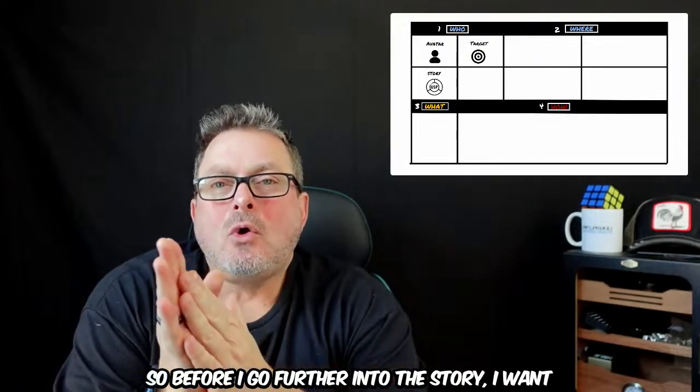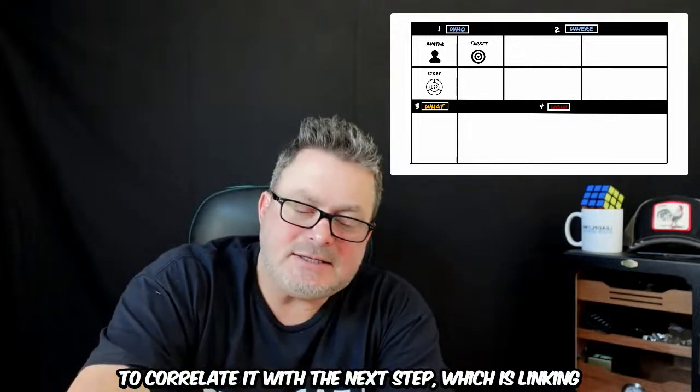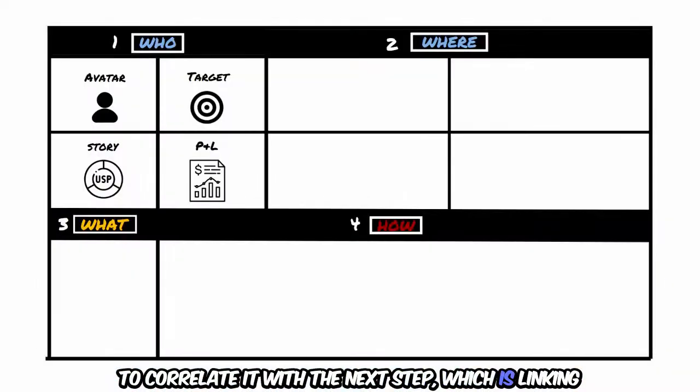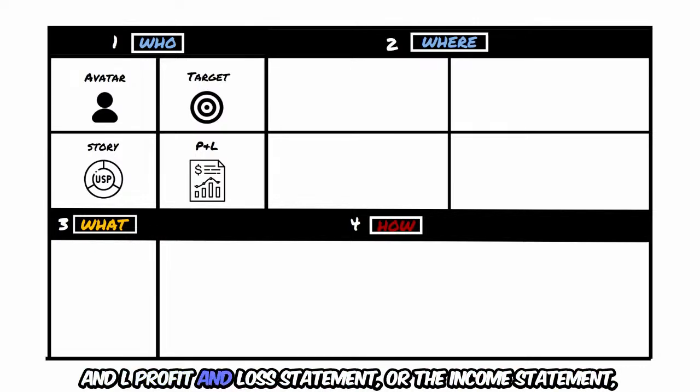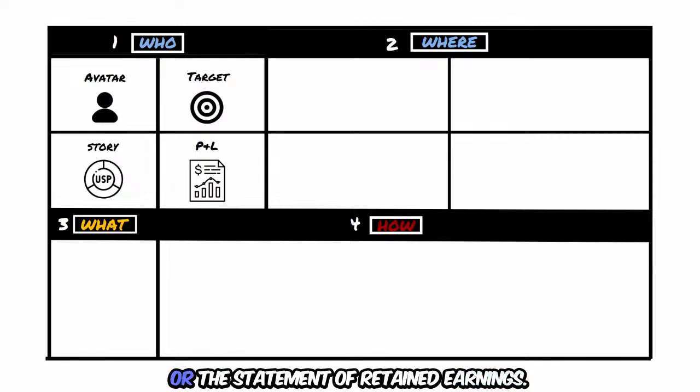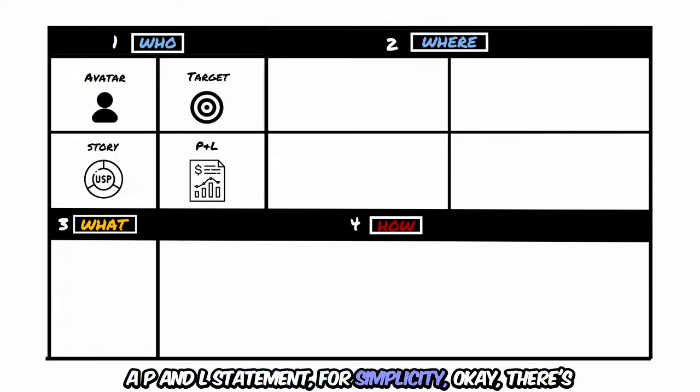So before I go further into the story, I want to correlate it with the next step, which is linking your story, the outcomes, your messaging to the company's P&L, profit and loss statement, or the income statement, or the statement of retained earnings. Most people know it as the P&L, profit and loss statement. Not going to geek out on you, not going to try to get you confused or anything. There's just basically 5 sections of an income statement, P&L statement for simplicity.